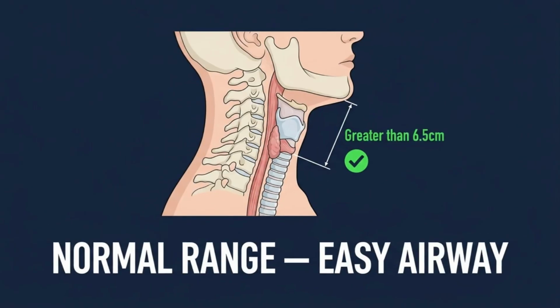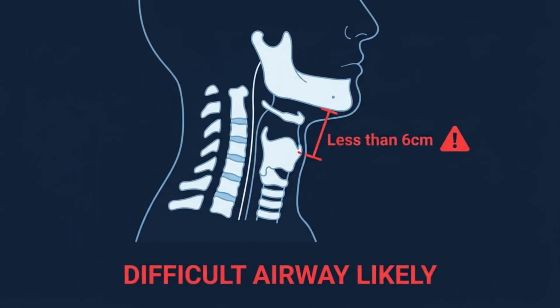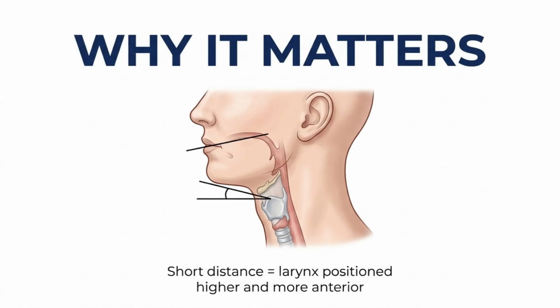If the distance is more than 6.5 centimeters, that's the normal range. The airway should be easy. If it's less than 6 centimeters, a difficult airway is likely. That is an important warning sign. Why does this matter? A short distance means the larynx sits higher and more forward, making it harder to see.